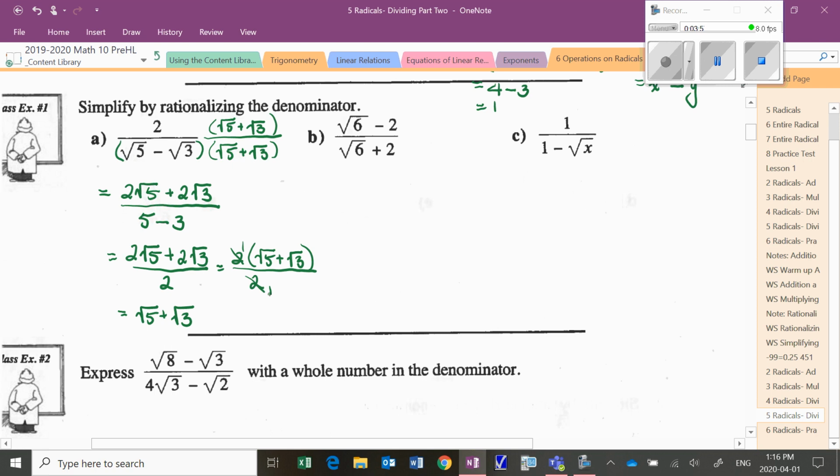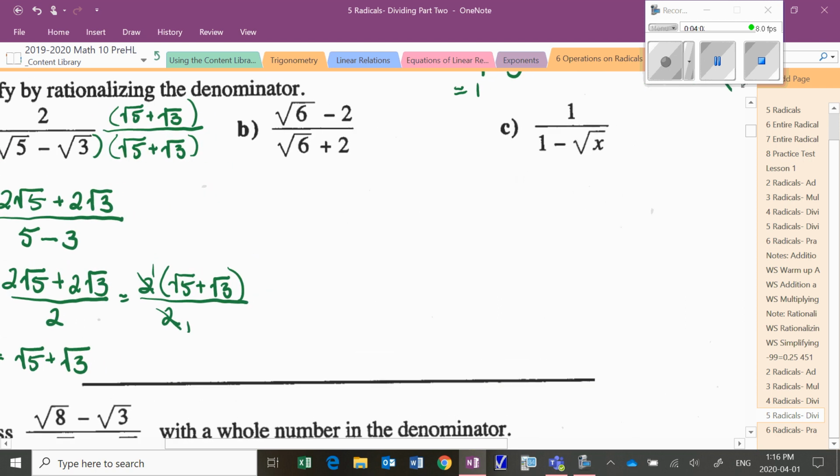Okay. For the second question then, letter B. Again, our concern is that denominator, and even though that 2 does not have a radical, our whole denominator is root 6 plus 2. If I just multiplied by root 6, that is not going to get rid of that radical in the denominator. So my only choice anytime I have a radical in the denominator, if it's a binomial, is to multiply by its conjugate. So we're multiplying then by root 6 minus 2, and we need to do that on the top and the bottom.